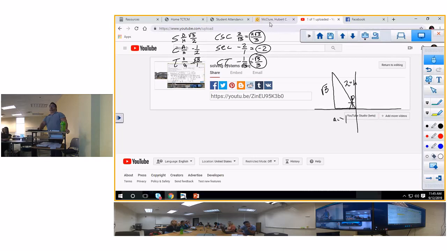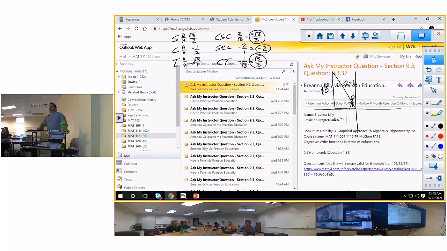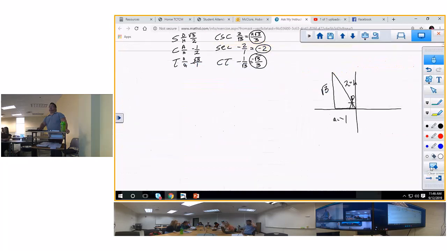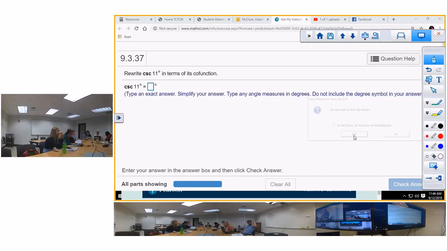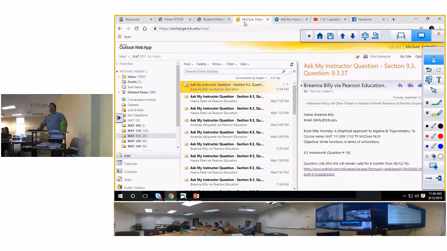All right, so let's move on down. I'm going to erase these three. Let's see, I believe this was one that we... Okay, cosecant of 11. Now, we can't do those right yet because we haven't done that part of 9.3. So let's just stop right there and let's go to 9.3, because I want to go over that as soon as I can find the PowerPoint.